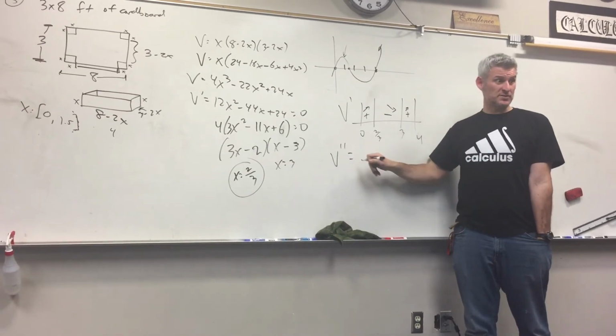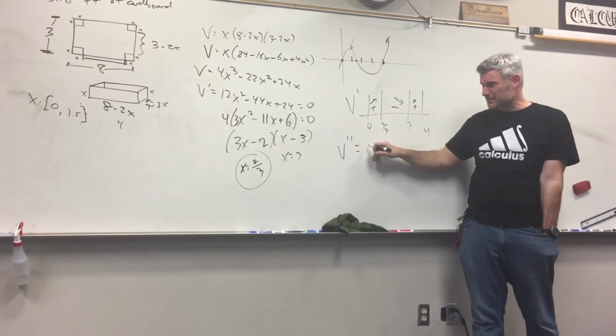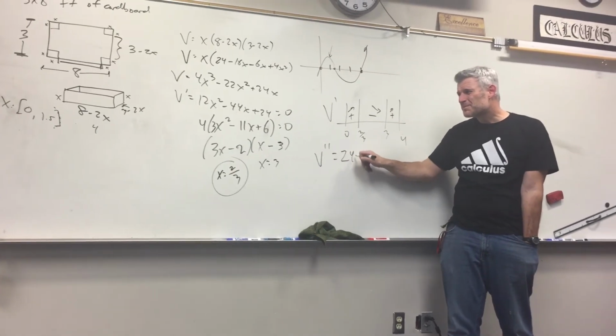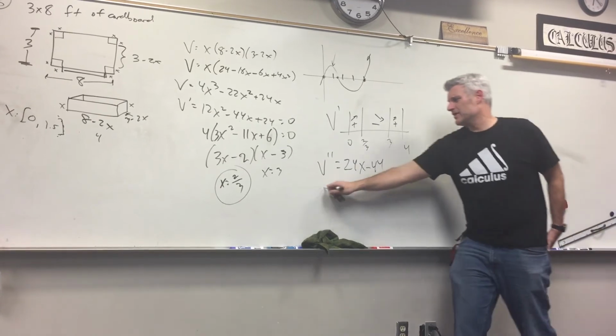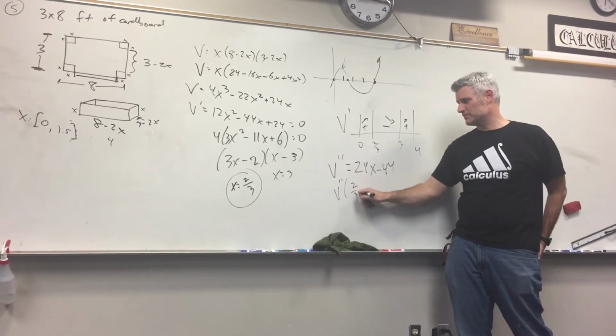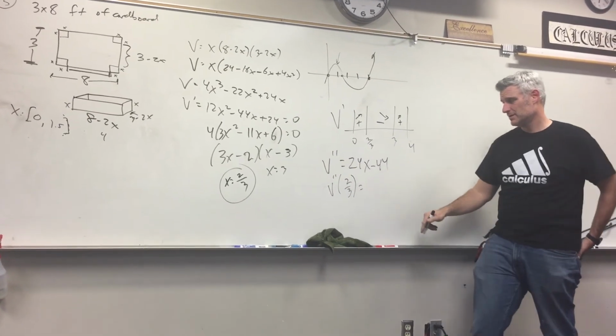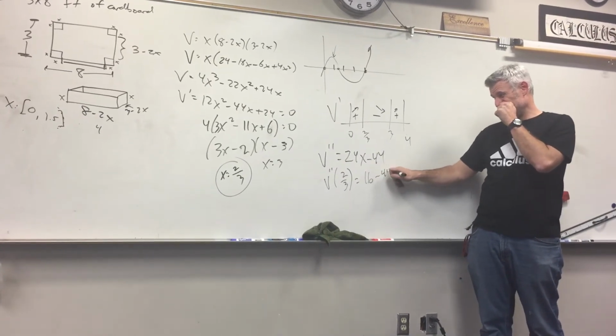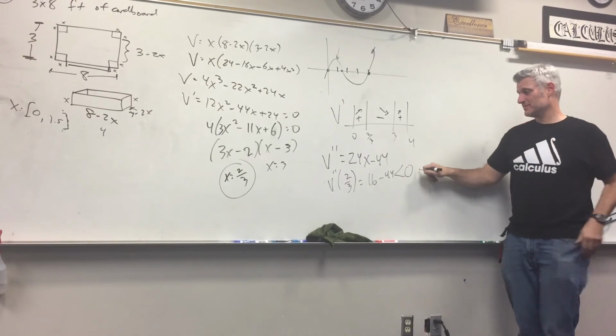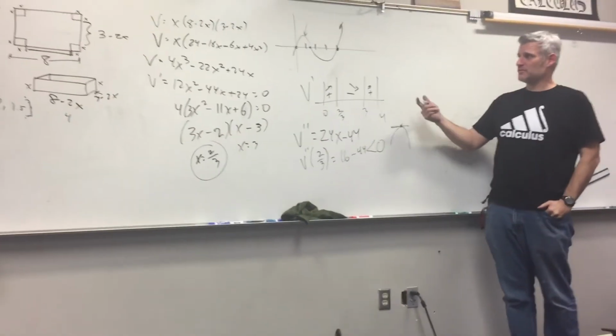You're like, I didn't like that. I'd rather do a second derivative, which is okay, nothing wrong with that. What's my second derivative? 24x minus 44. Now if I stick in my critical point of 2/3, 2/3 of 24 is 16, minus 44. That's negative, which is good. Concave down, that's a max. Hey, I proved it's a max.